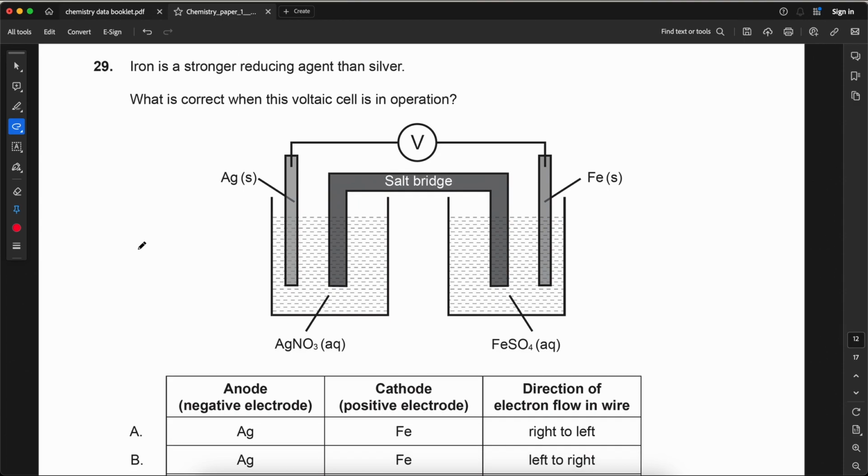Iron is a stronger reducing agent than silver, so it means iron is more reactive and it experiences oxidation. So Ag will experience reduction. So this one will experience oxidation. If oxidation is at the anode, this will be the cathode, which experiences reduction. In a voltaic cell, electrons flow from anode to cathode. So this way.